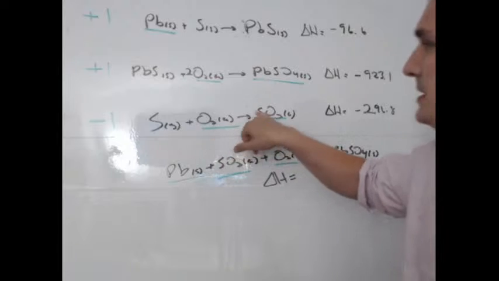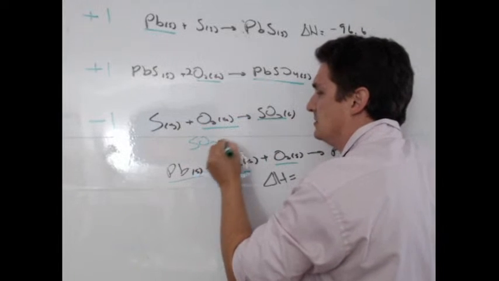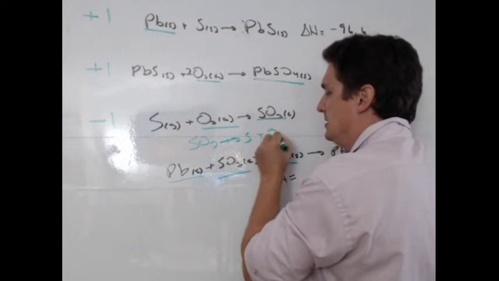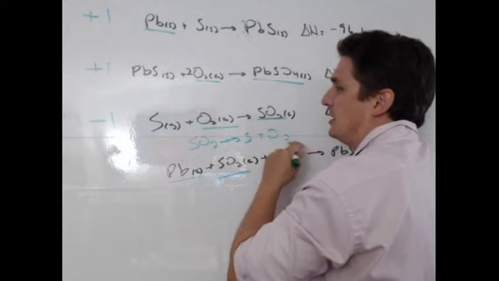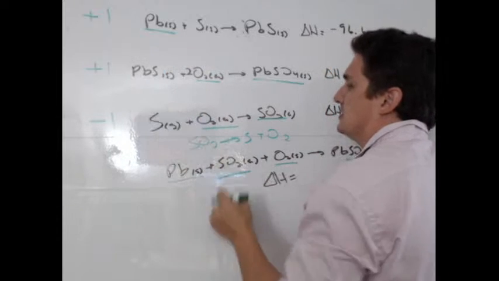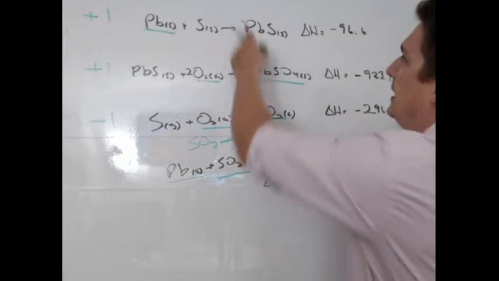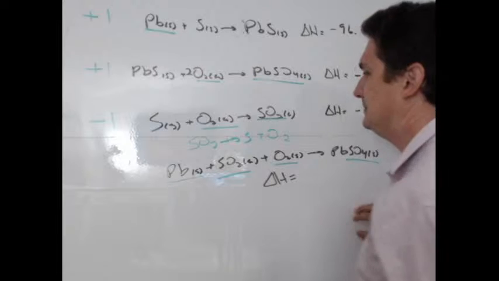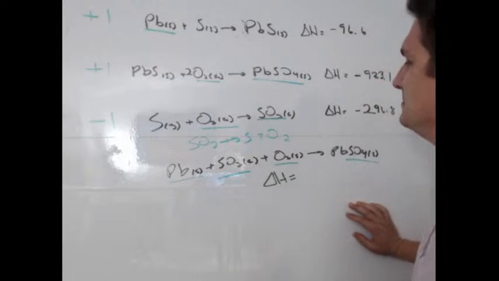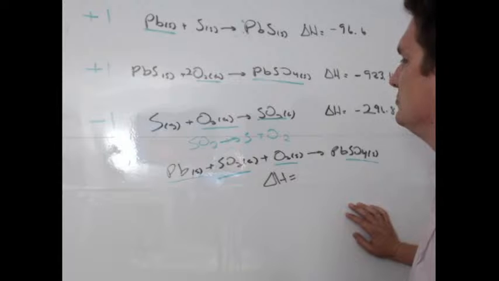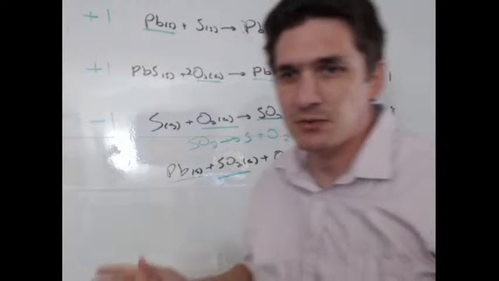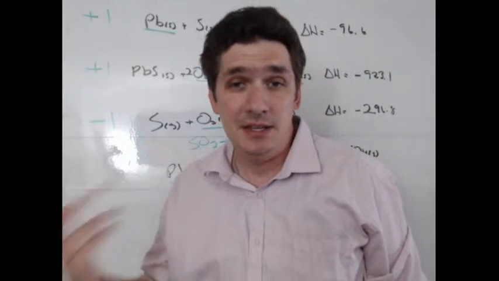And if we work it out, this negative actually makes this reaction SO2 goes to S plus O2. That will cancel out one of our oxygens. That'll cancel out the sulfur. And the lead sulfides here will cancel out. Something seems a bit off. Anyway, can't figure out what it is quite yet. But anyway, this is how you would do this.